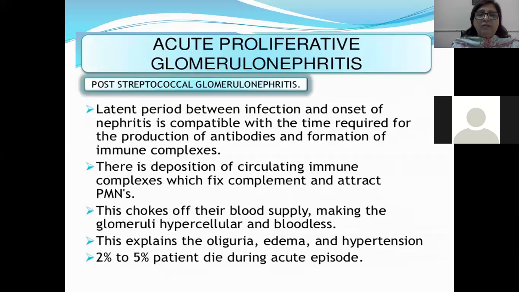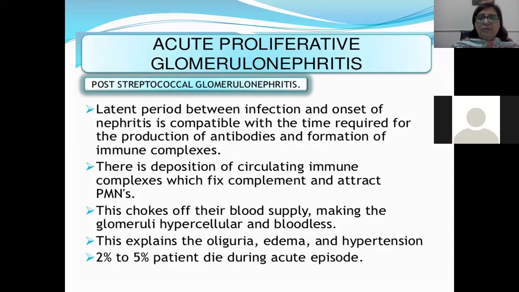So why are we saying it is an immunological reaction? Because the latent period between infection and the onset of nephritis is compatible with the time required for the production of antibodies and formation of immune complexes. It is immunological because it is occurring after 1 to 2 weeks of infection. So this 1 to 2 weeks is a sufficient time for the production of antibodies and formation of immune complexes. And there is deposition of circulating immune complexes which fix complement and attract polymorphonuclear leukocytes.